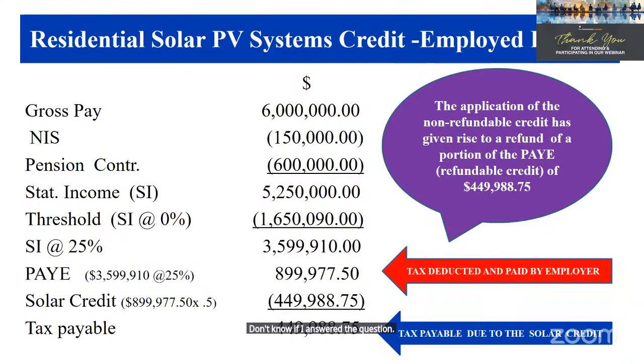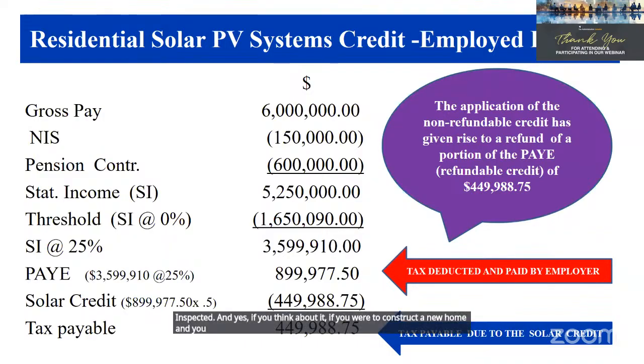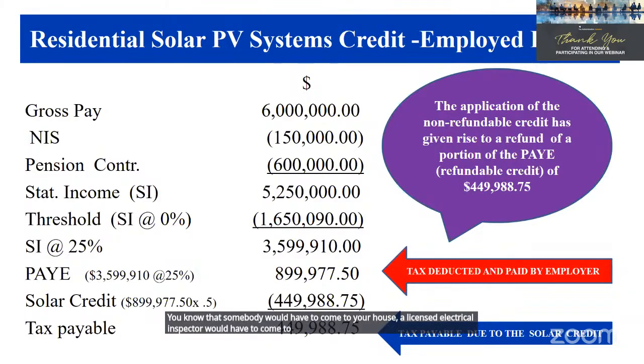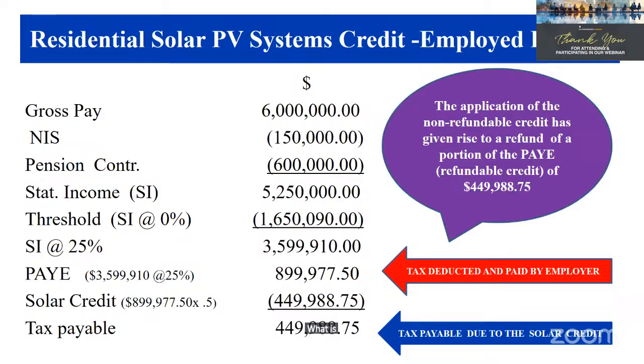I think you have. So you're saying that once I install it, I need to have it inspected afterwards. Inspected, licensed. And yes, if you think about it, if you were to construct a new home and you're going on in order to get on JPS's grid, you know that somebody would have to come to your house. A licensed electrical inspector would have to come to that property and certify it to be in compliance with what is required under the Electricity Act. It is a similar thing.